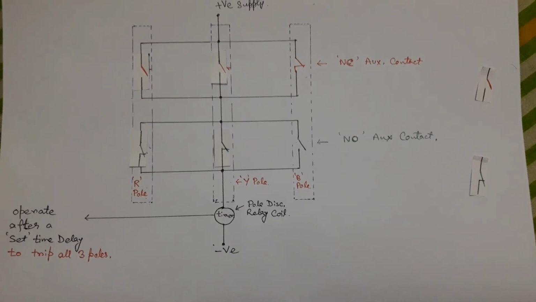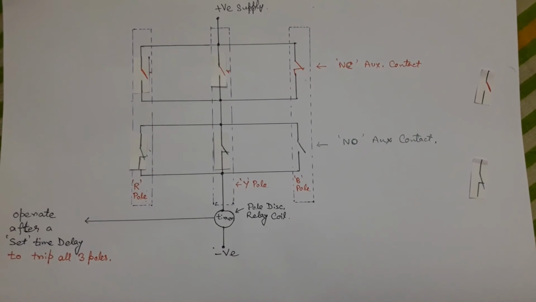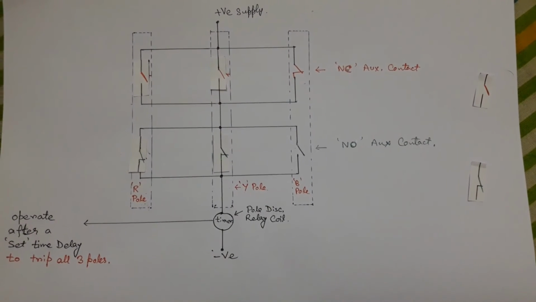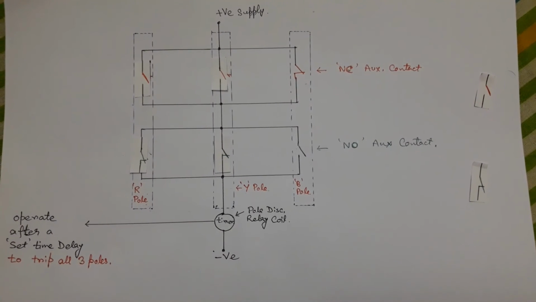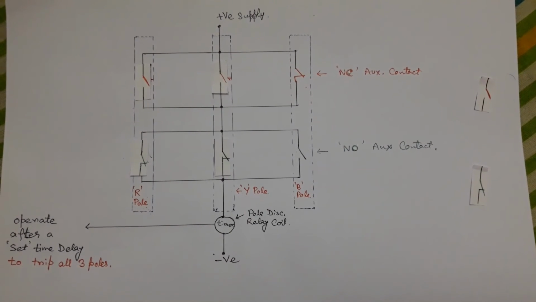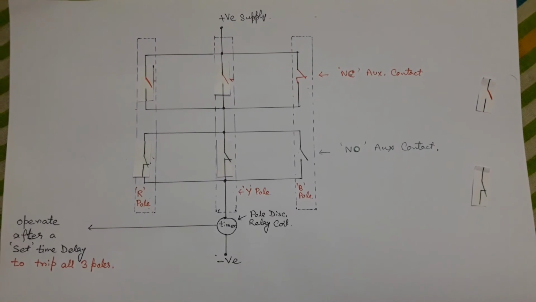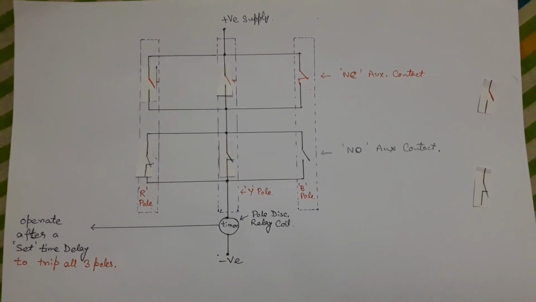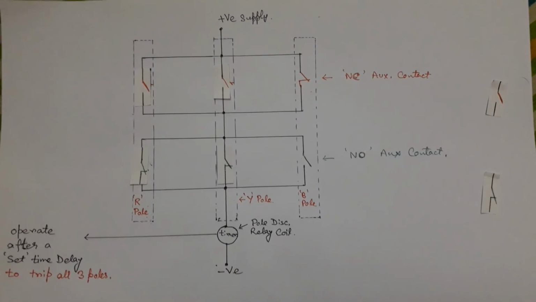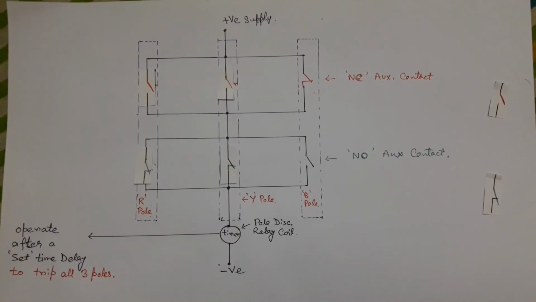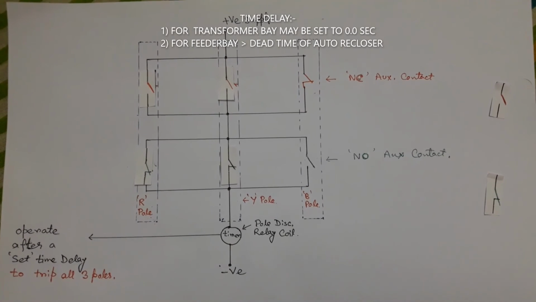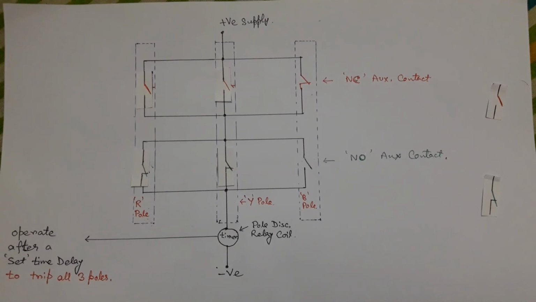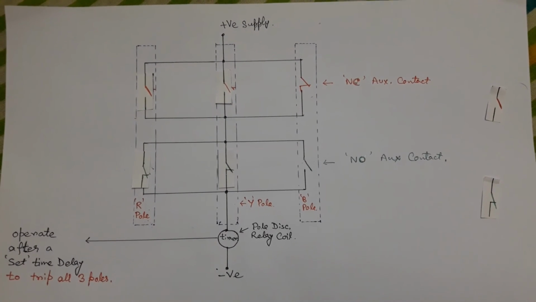So we can see that if any pole of a 3-phase circuit breaker accidentally maltrips or is wrongly tripped, then unbalanced load will not stay in the power system because the circuit breaker will trip due to operation of the pole discrepancy relay. But the time delay of this pole discrepancy relay should be carefully chosen and it should be greater than the dead time of the single phase auto reclose cycle.